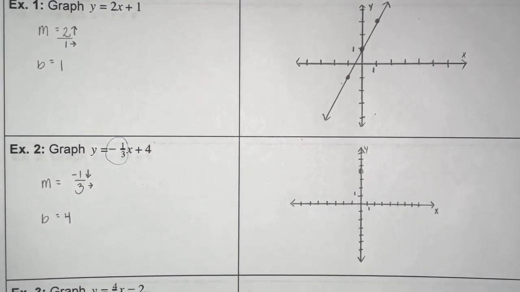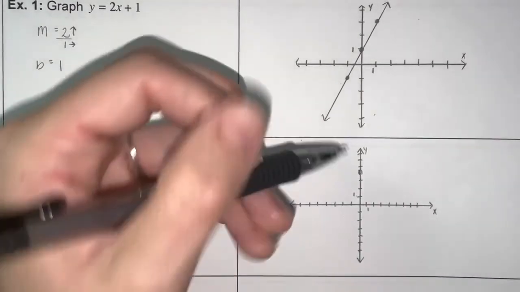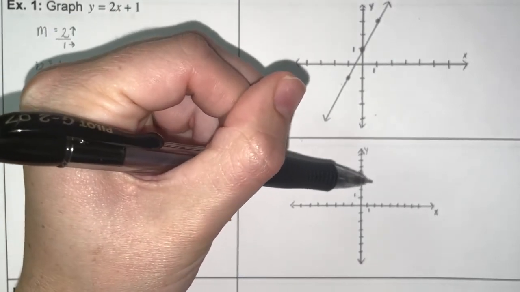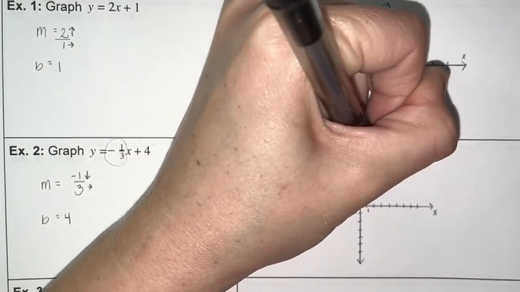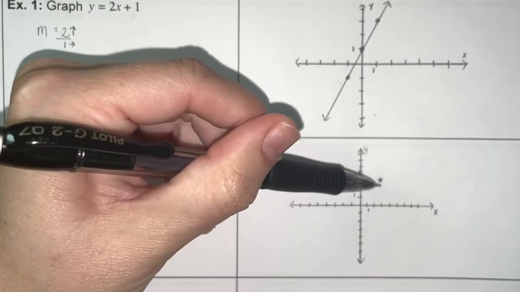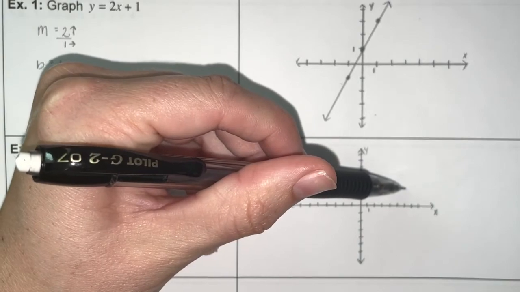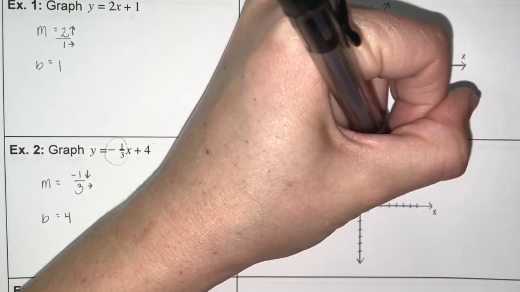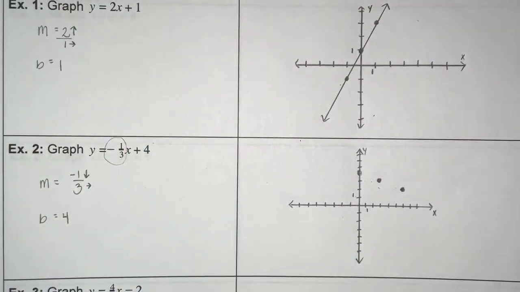the negative direction. So I'm gonna start at my point 0, 4, and then I'm gonna go down 1, right 3. 1, 2, 3, and make a point right there. And then I even have room to go to another point, so I can count down 1 again, and then 1, 2, 3. And then I can connect my points.